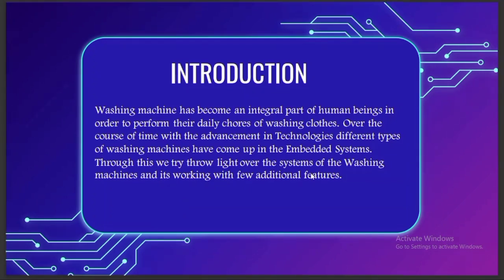Coming to the next one, introduction. In the introduction, the washing machine has become an integral part of human beings in order to perform their daily course of washing clothes. Over the course of time, with the advancement in technologies, different types of washing machines have come up in embedded systems. During the earlier days, we used to have washing machines which only had the functionality of washing the clothes. But nowadays, we are getting washing machines which wash the clothes and also dry them. This is the advancement in technologies day by day. Through this, we try to show light on the systems of washing machines and their working with a few additional features.